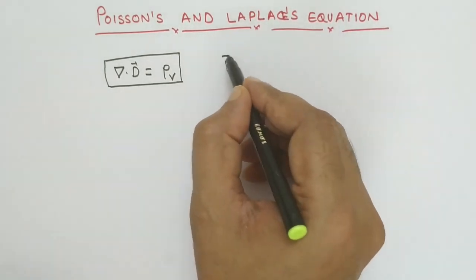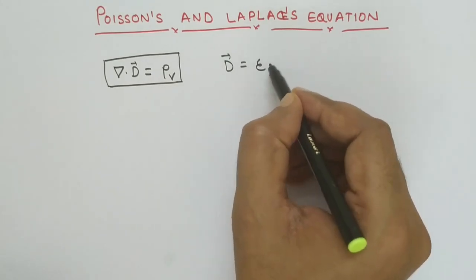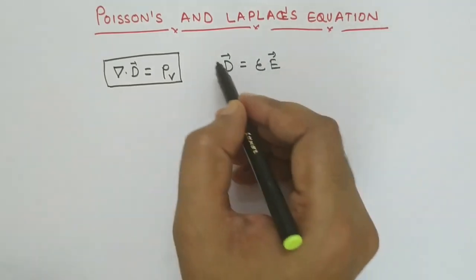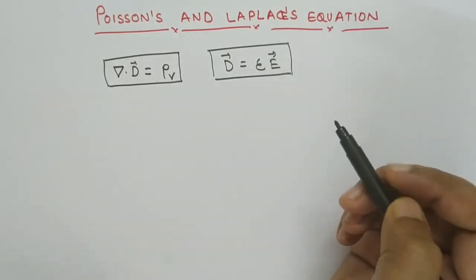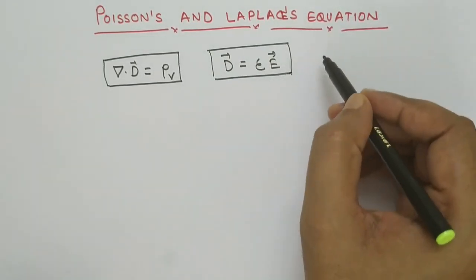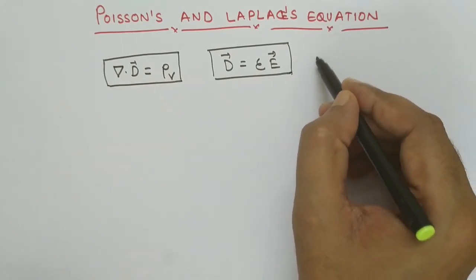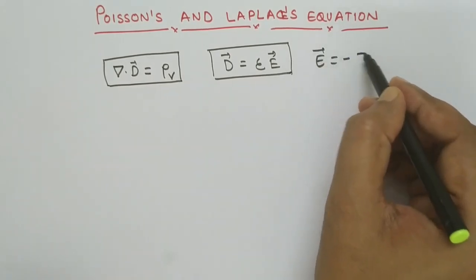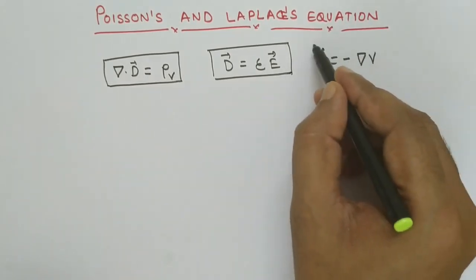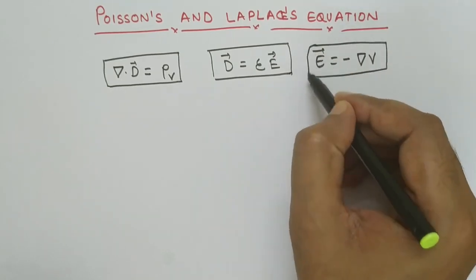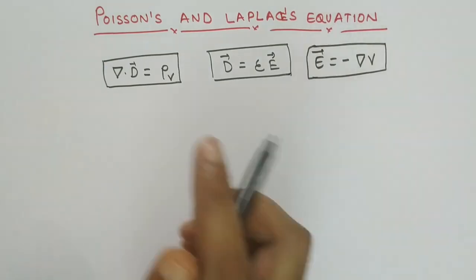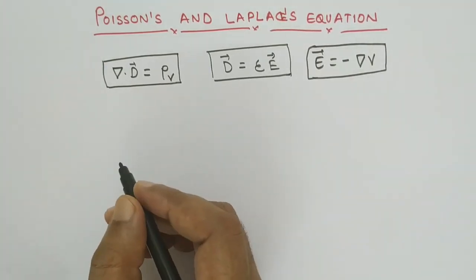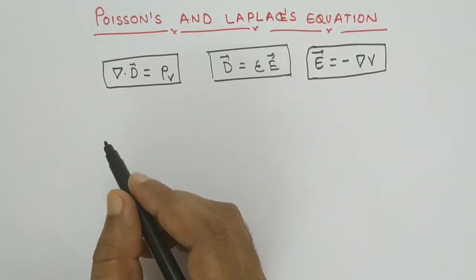Also, we know that the electric flux density and the electric field intensity are related by D equal to epsilon E. And from the potential formula, the electric field is given by minus the gradient of potential. Using these three pieces of information, we are going to derive a new equation which will be called Poisson's equation.